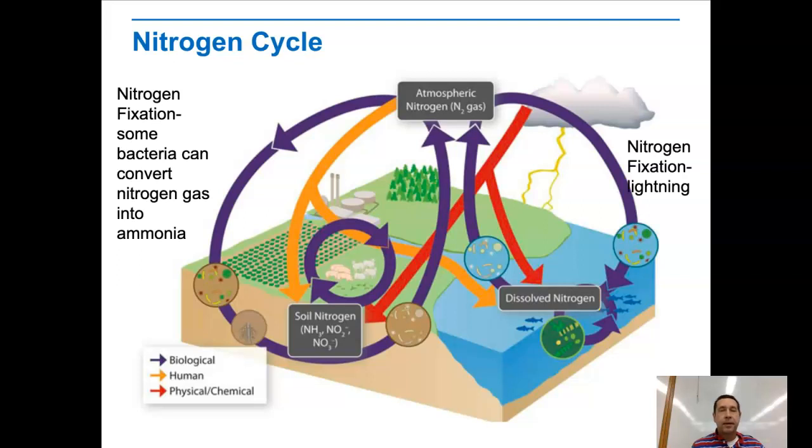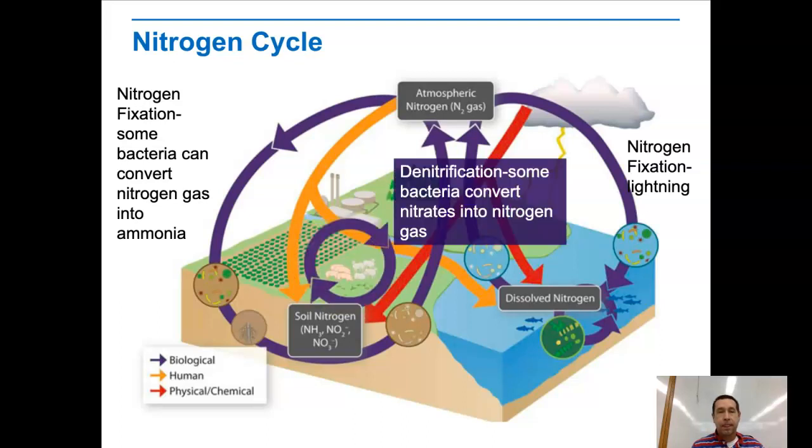So nitrogen fixation happens in two ways. Bacteria convert nitrogen gas into ammonia and other usable nitrogen compounds, or lightning can convert nitrogen into usable forms as well. Denitrification returns some of the nitrates and other forms back into nitrogen gas, back into the atmosphere. And again, that's done by other bacteria.